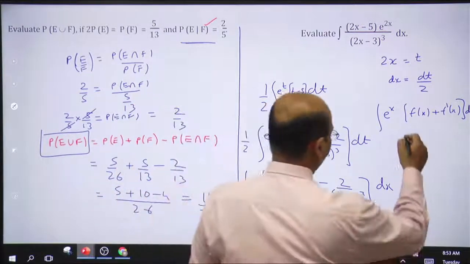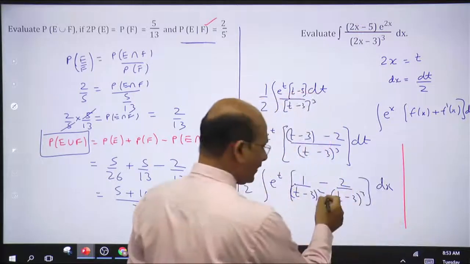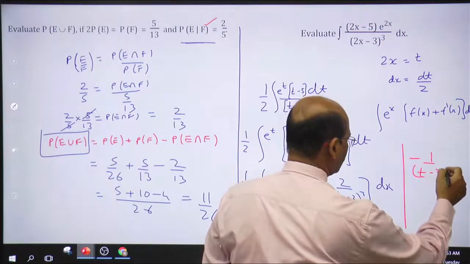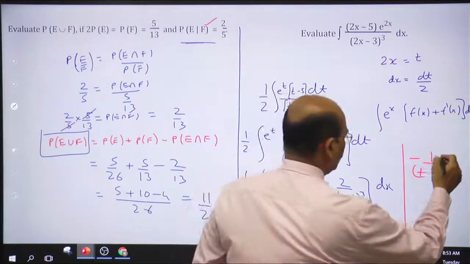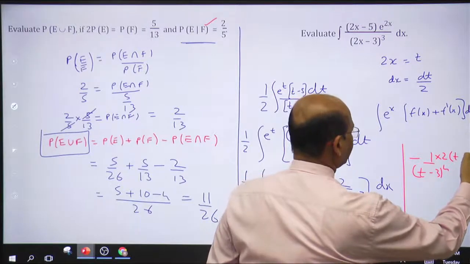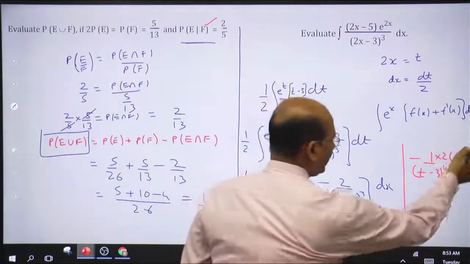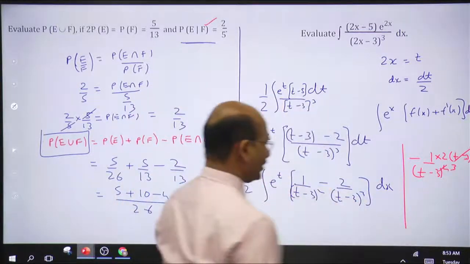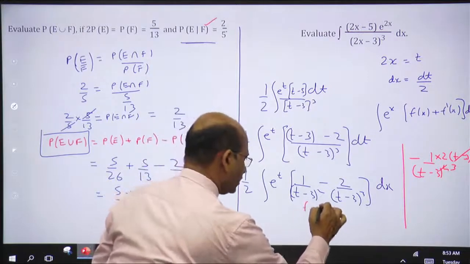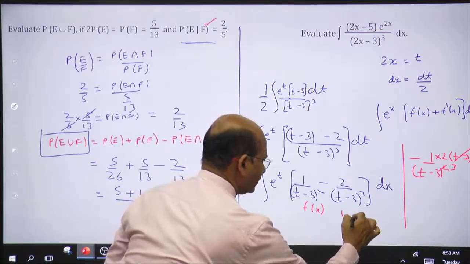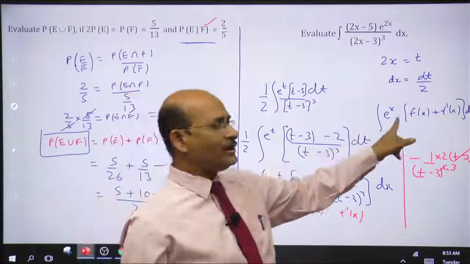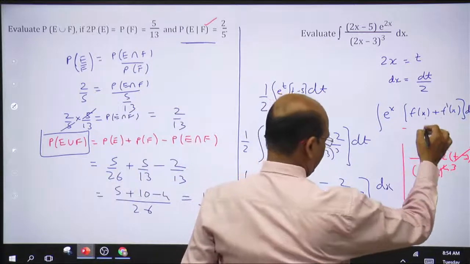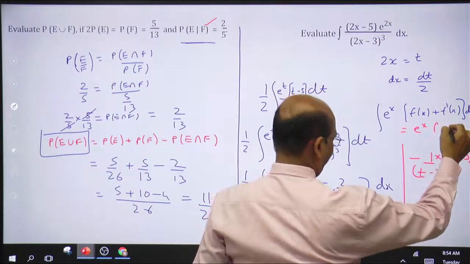So let us see. 1 upon t minus 3, derivative is minus 1 upon t minus 3 whole square. So it is, before, into twice of t minus 3. So one t minus 3 cancels, so minus 2 upon t minus 3 cube. So try to understand, this is my f(x) and this is my f dash x. Now tell me, when it is integral e^x [f(x) + f'(x)] format, what is the answer? The answer is e raised to x f(x) plus c.